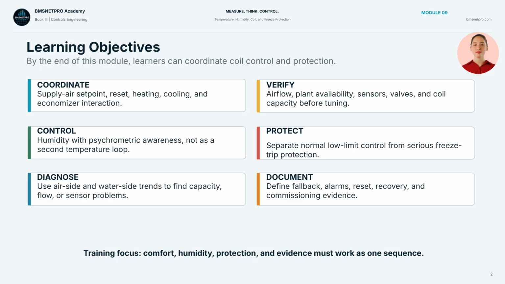The objectives in this module are practical. Learners should be able to coordinate supply air temperature reset, cooling, heating, humidification, dehumidification, and reheat. They should verify airflow, plant availability, sensors, valves, and coil capacity before changing control settings. They should also separate normal low-limit control from serious freeze trip protection and use trends to diagnose capacity, flow, and sensor problems.